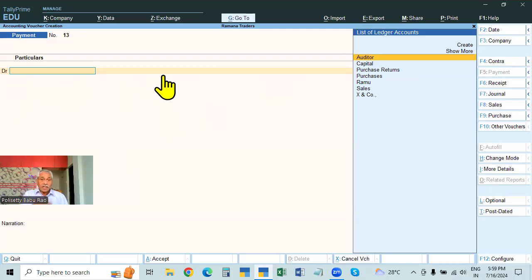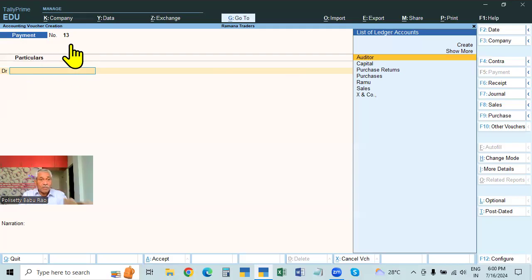Another system is single entry. The single entry system means we won't show debit and credit. In the double entry system we are entering both, so we are showing debit and credit. In single entry system, we enter only one account here, that is one ledger. Another account we enter above the particulars. Since we are entering only one account here, we won't show debit or credit.